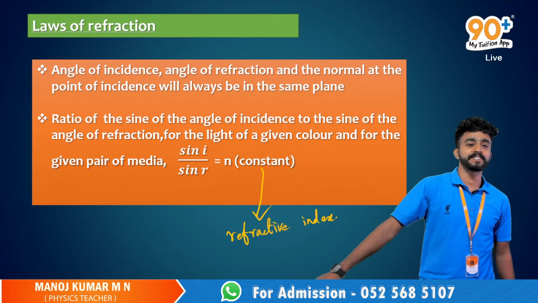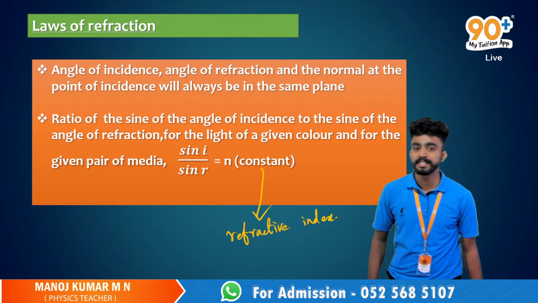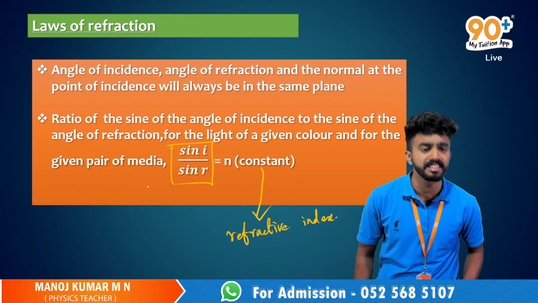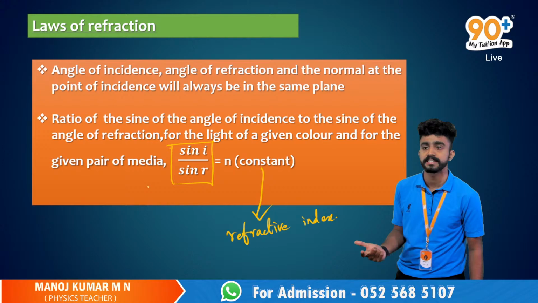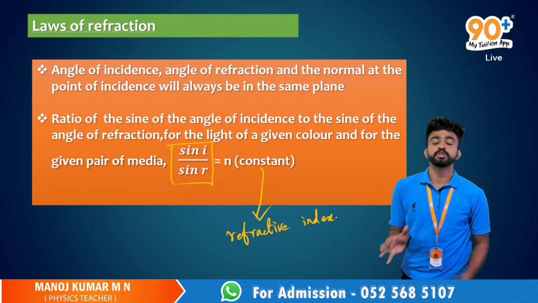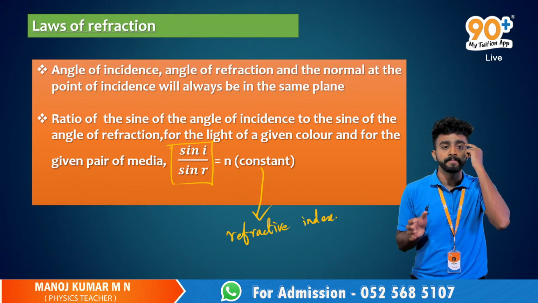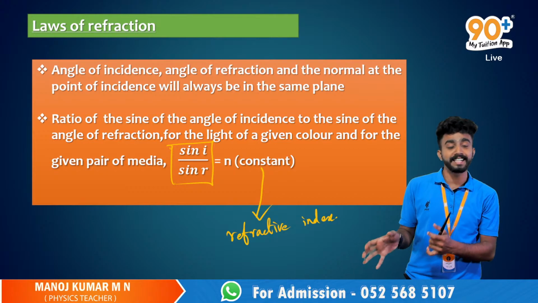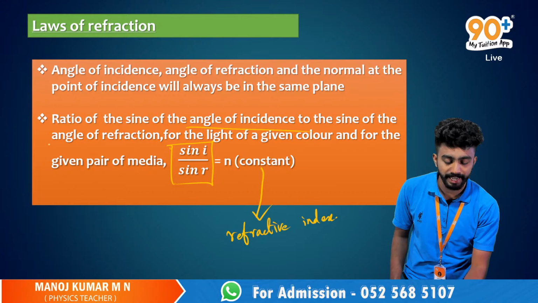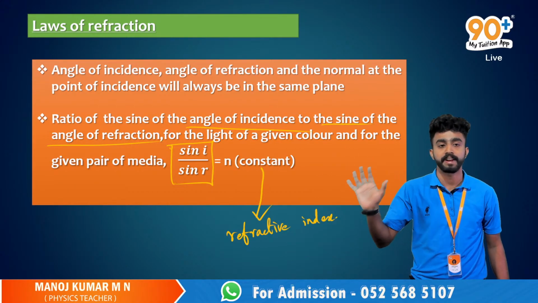So if you are considering this constant, that is sin i by sin r, what is this based on? Why are we taking this ratio for refractive index? By using a law called Snell's law. So as of now, in 10th grade, what is the only thing you have to remember? Based on Snell's law, we consider the ratio of sine of angle of incidence and sine of angle of refraction. That gives a constant, and that constant is refractive index.